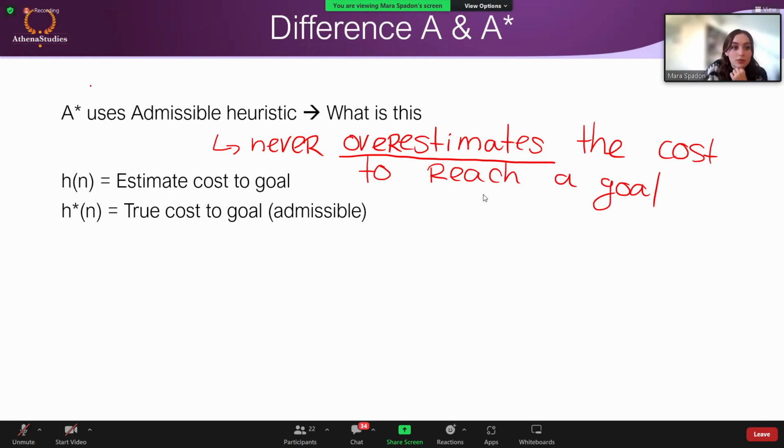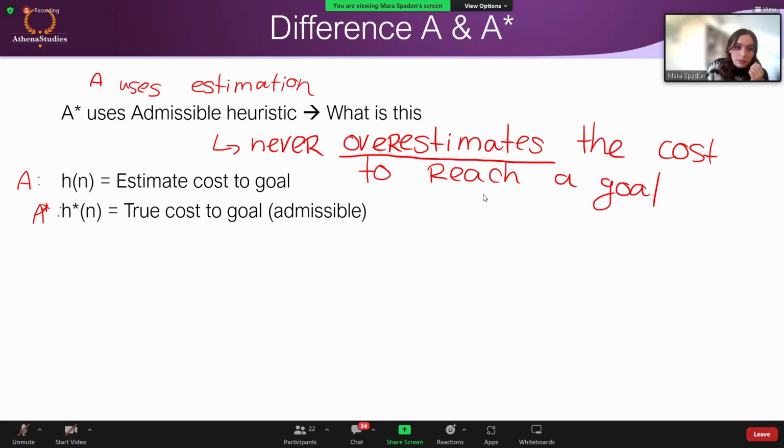And A just uses basically an estimation of the heuristic. So we also see it here. So A uses an estimate cost to the goal, and A star uses an admissible cost. So that would be like the true cost. If it never overestimates it, then it can guarantee that it will lead us to the lowest cost path.